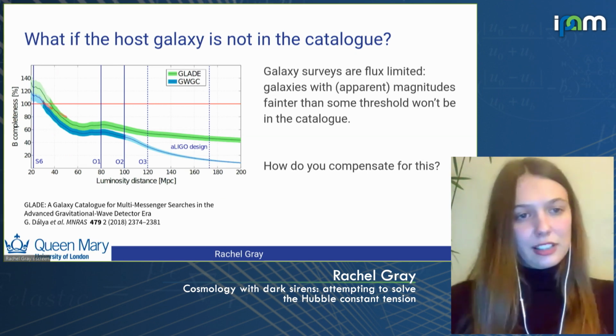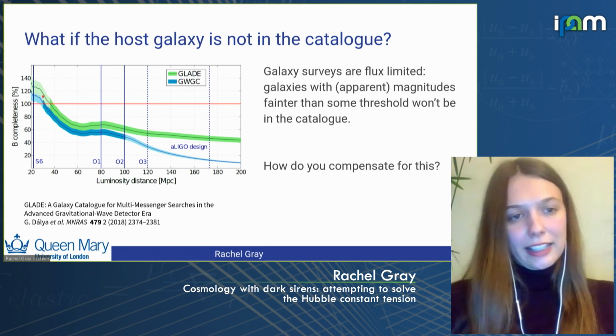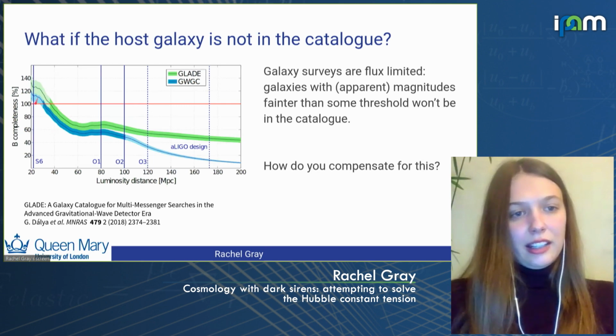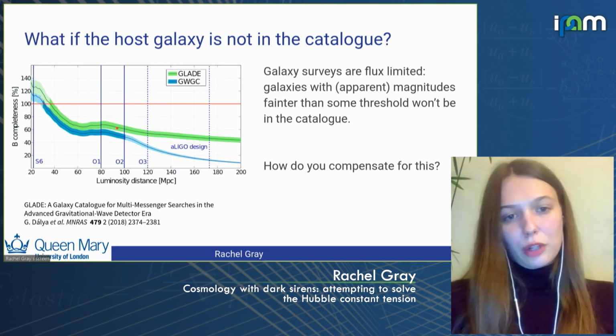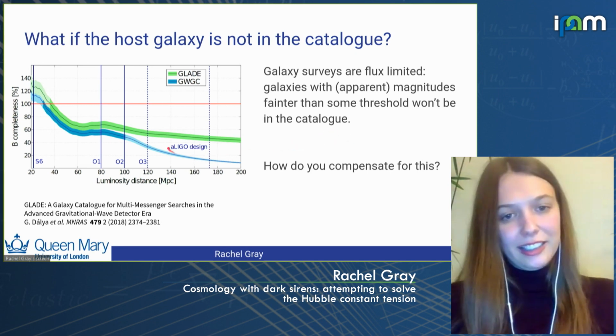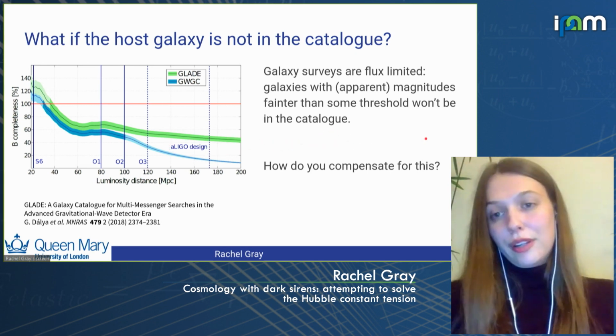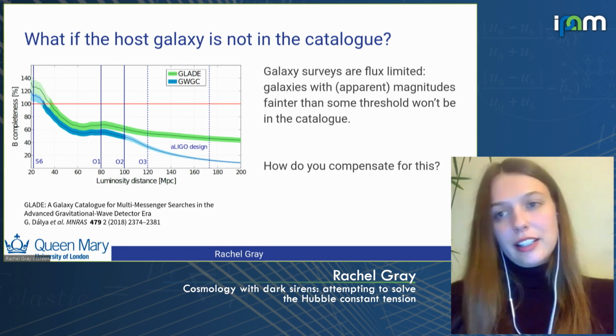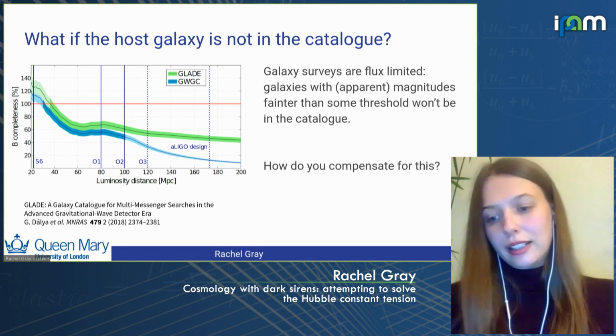For example, this is a figure from a paper talking about the GLADE catalogue. GLADE is a composite catalogue made up of lots of different surveys. And essentially, you can see that its completeness drops off with luminosity distance, also with redshift, obviously. And so if you don't include these EM selection effects, as you can call them, then it's very easy to end up with a biased estimate of the Hubble constant very quickly.